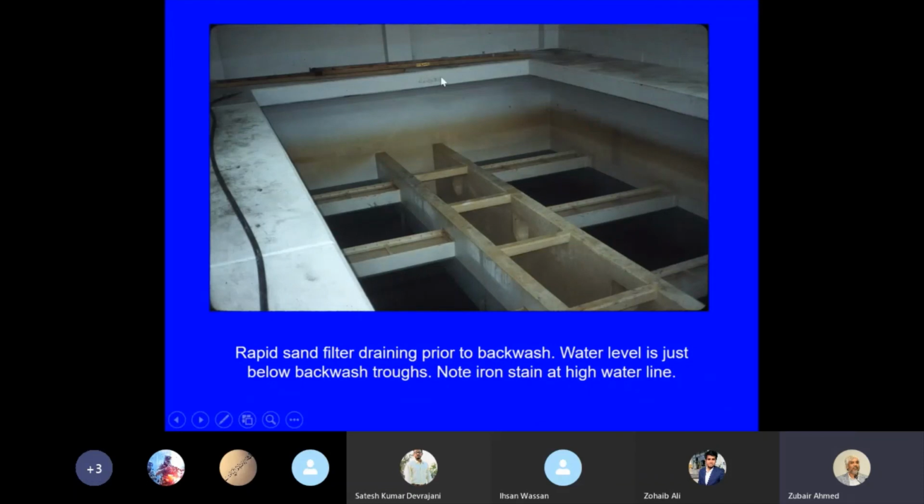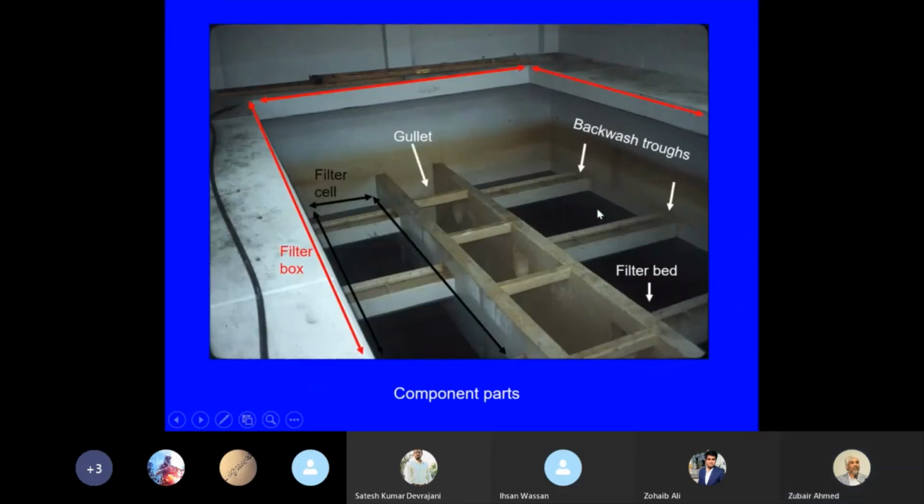And this is the empty box. You see here some marks. This is the level of water during filtration. So everything is submerged. One filter box has two filter cells, and in between the filter cells there is a gullet. It is connected with the backwash trough. So the backwash trough will carry the water from the cell into the backwash troughs, and from the backwash trough into the gullet, and from the gullet out.